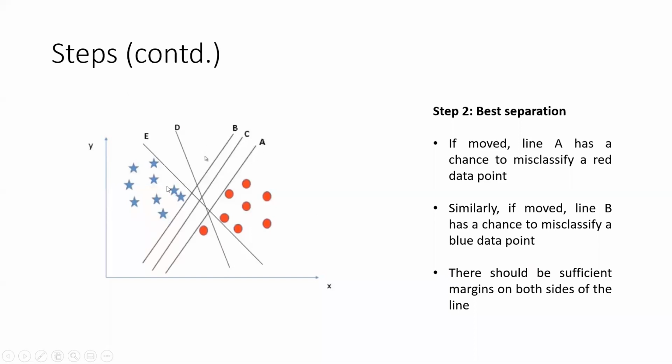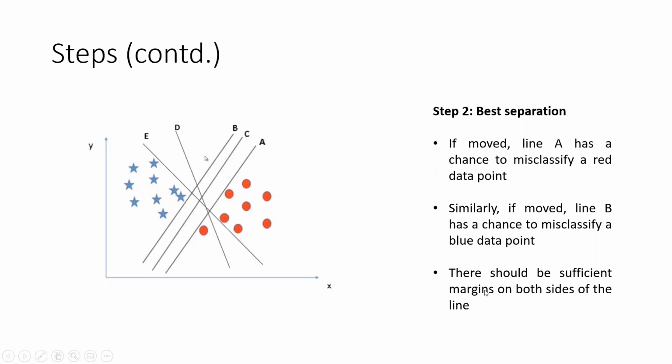Similarly, if you see line B, if you move it a little bit towards the left, it has a chance to misclassify this star data point as a circle, right? So line B is also not the optimal line. Or look at it another way: tomorrow you get another data set, and imagine you choose line B as the optimal line. It is possible that one star data point lies just on this line B. Then how would we classify it? That becomes a problem, right? So lines A and B do not achieve that best separation.